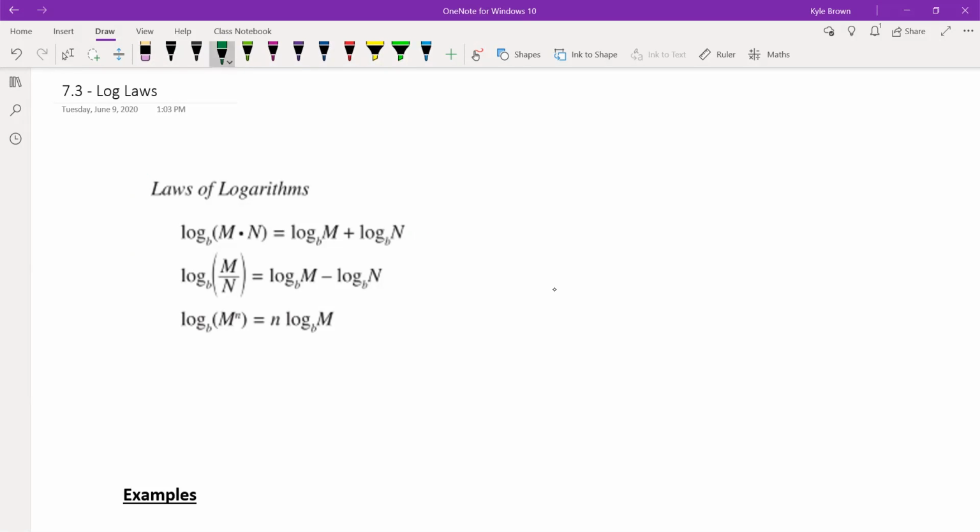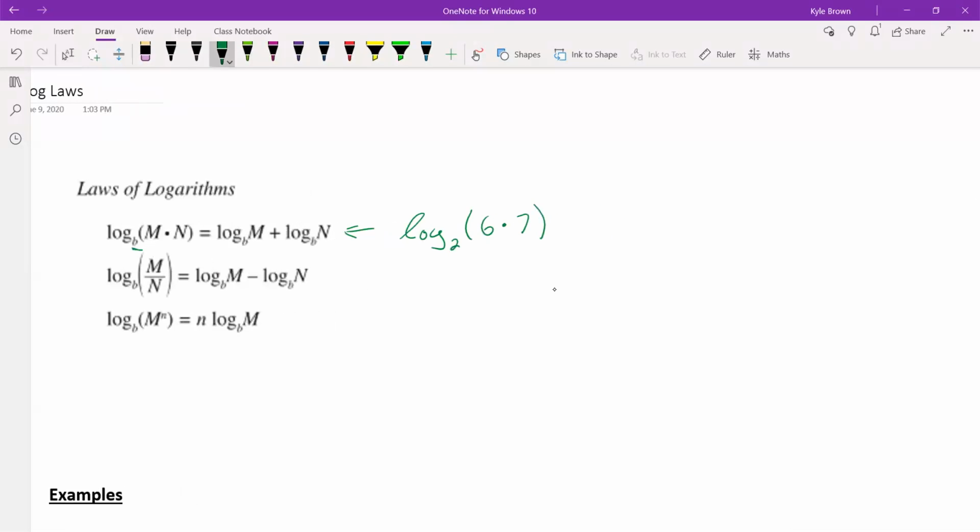But here's the idea. Let me do an example of the first one here. If I had something written like log base, whatever, this is base B, right? So log base 2 of, and maybe I'll make this 6 times 7. Then what the first log law is saying is that if you've got something written out in that form, so this is your B and the 6 is my M and the 7 is my N, then that would actually be equal to splitting these guys up.